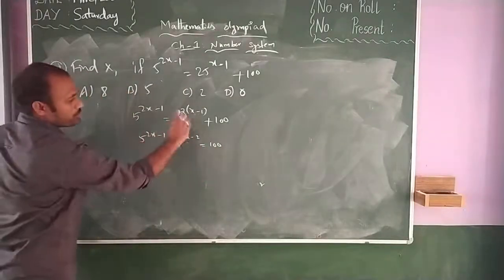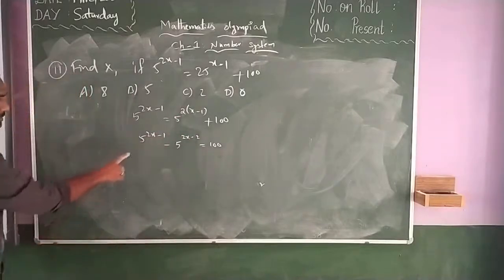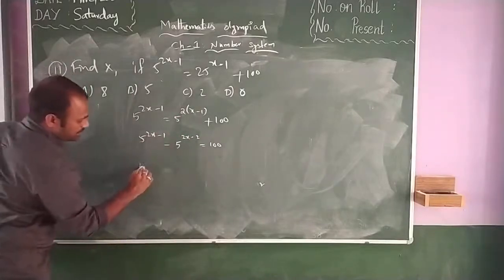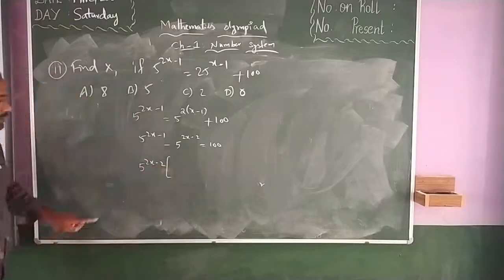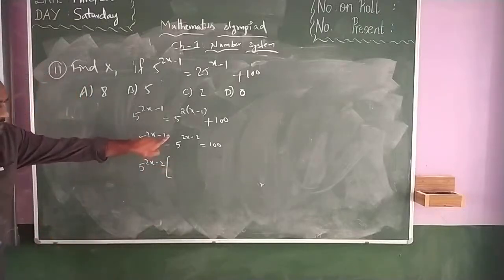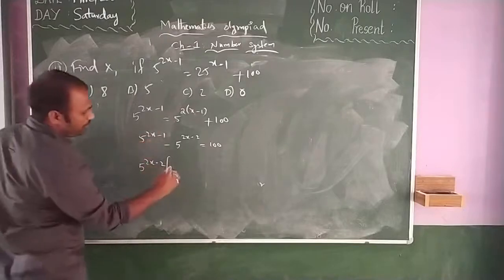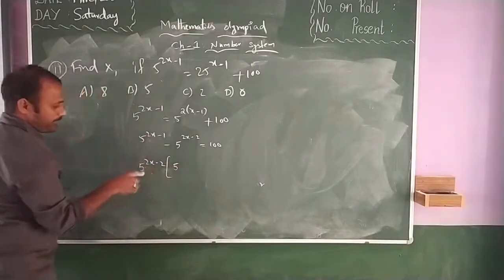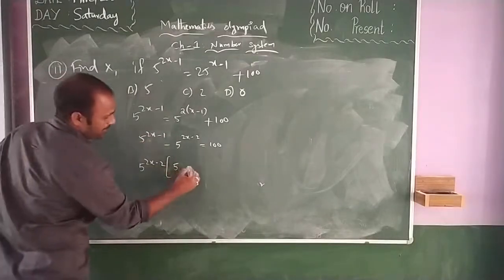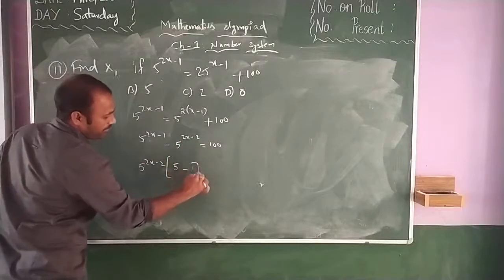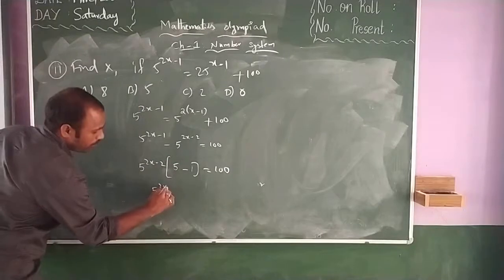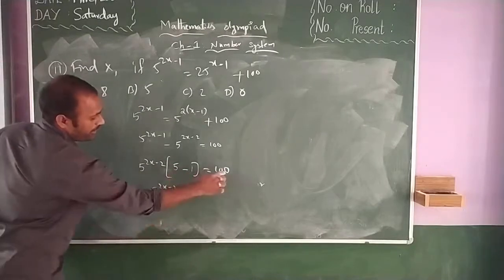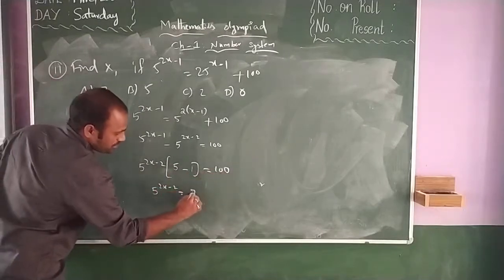So 2 into x minus 1 is 2x minus 2. In this, I am going to take 5 to the power of 2x minus 2 as common. Now here one more minus 1 power is there, so 5 to the power of 1 will be 5 only. 5 will be left here, minus 1. Total it will be 4 is equal to 100. So 5 to the power of 2x minus 2 is equal to 100 divided by 4, which is 25.